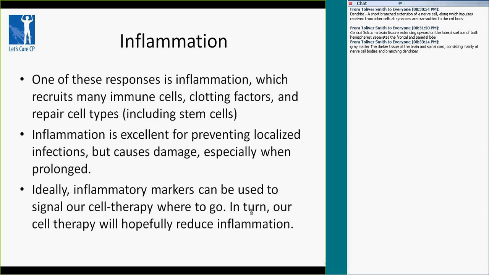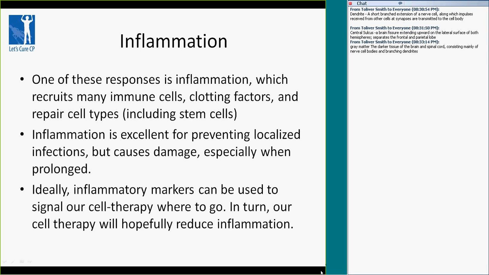One of the most important immune processes is inflammation. What inflammation does is it recruits immune cells, clotting factors, and different repair cells, including stem cells, to repair an injury and prevent infection. And it's good for preventing the spread of a localized infection, but there's heat and there are a whole bunch of very aggressive immune cells present in the inflammatory response, and they can do a lot of damage. The longer an area is inflamed, the more damage you're going to get.